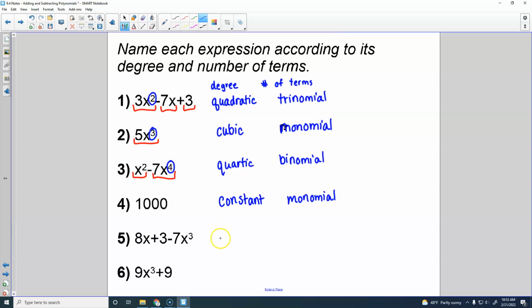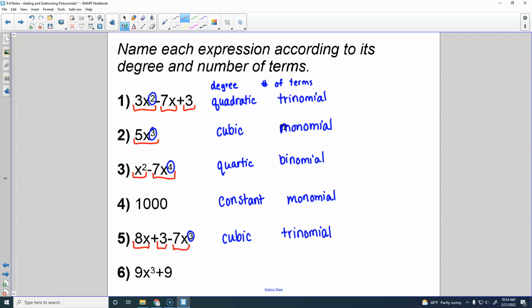Okay. All right. What have you got, Passion? Perfect. Say it again. Trinomial. Trinomial. Like a tricycle that has 3 wheels. Okay. Very good. You got a degree of 3. And then you also have 1, 2, 3 terms.